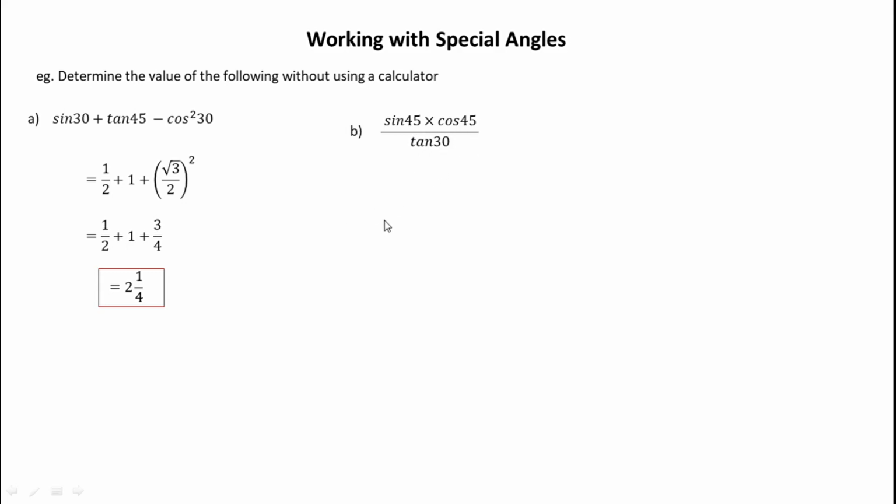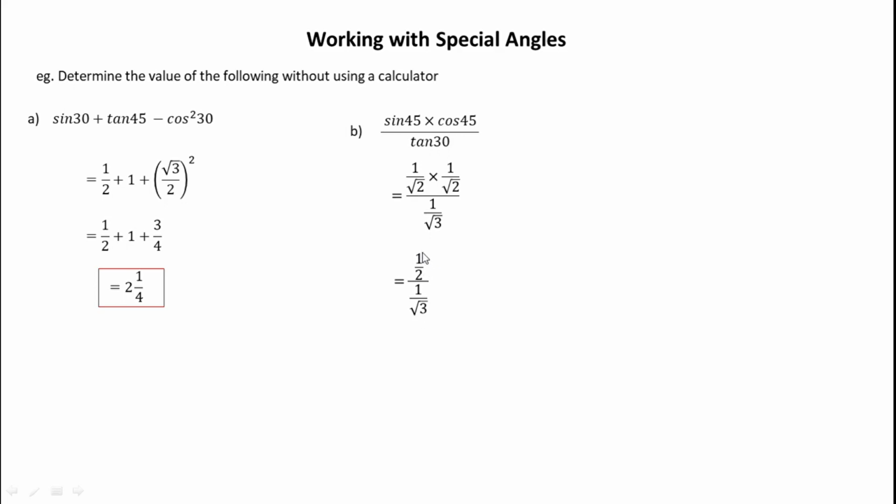So we search through our memory bank. We ask the little secretary in our brains to go through the filing cabinet where we've stored all of these special angles in our memories. And we figure out that sine of 45 is 1 over root 2. Cos of 45 is also 1 over root 2. Tan of 30 is 1 over root 3. If I multiply these two fractions in the numerator together, 1 times 1 is 1. Root 2 times root 2 is 2. So I end up with that.